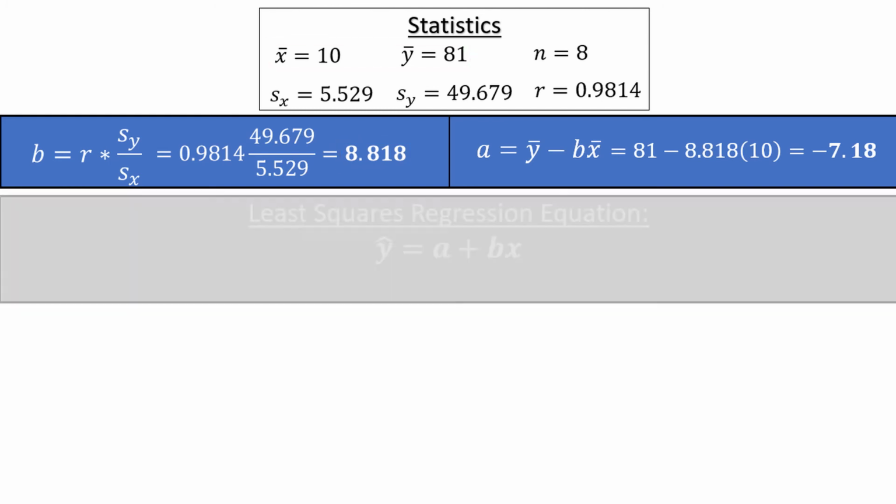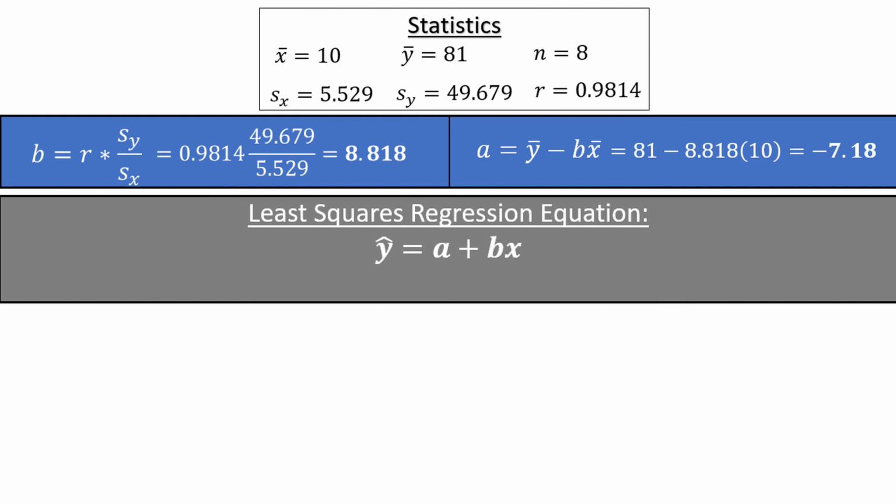Recall that the equation of the least squares line is y hat equals a plus bx. Our equation becomes y hat equals negative 7.18 plus 8.818x. This is the equation of the line that best fits the points from the scatter plot that we looked at earlier. Now, there are two main things that this equation is used for.